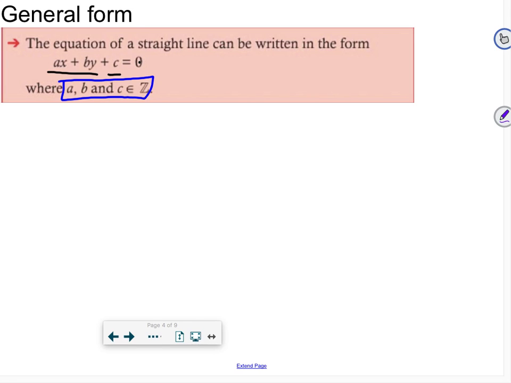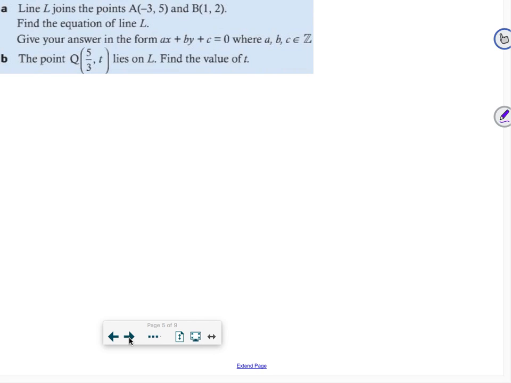Okay, so let's go ahead and look at an example here. So line L joins the point A, negative 3, 5, and the point B, 1, 2. Find the equation of the line L. Okay, give your answer in that general form. So first thing I'm going to do is, if I'm given 2 points of a line, I'm going to realize that I can go ahead and put that into my slope-intercept form.